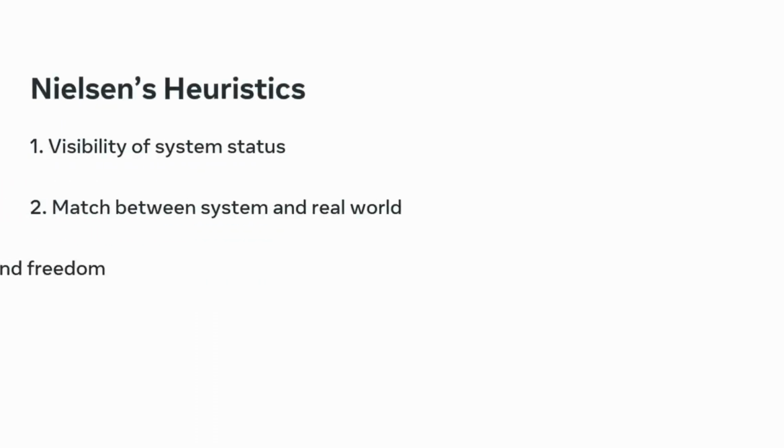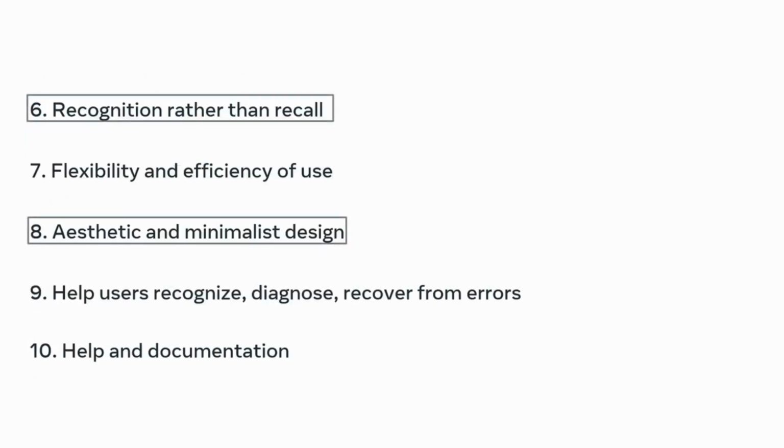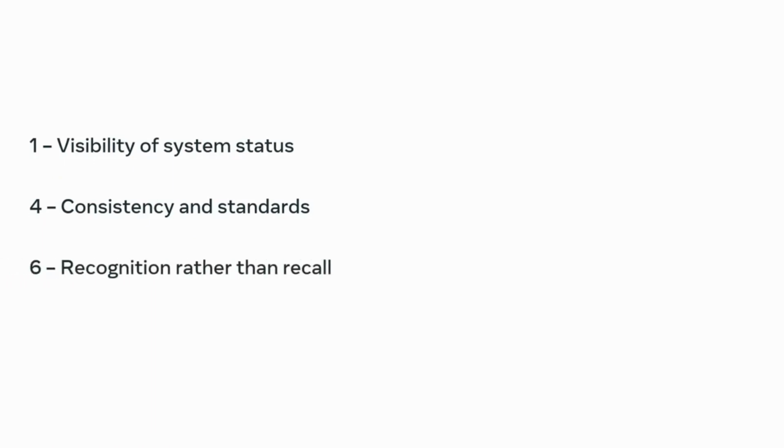These issues also violate Nielsen's heuristics number 1, 4, 6, and 8. Number 1 is the visibility of system status, where the design should always keep users informed about what is going on, and number 4 states consistency and standards, where users should not have to wonder whether different words, situations, or actions mean the same thing. Number 6 states recognition rather than recall, where you minimize the user's memory load by making elements, actions, and options visible. And lastly, number 8 requires aesthetic and minimalist design.